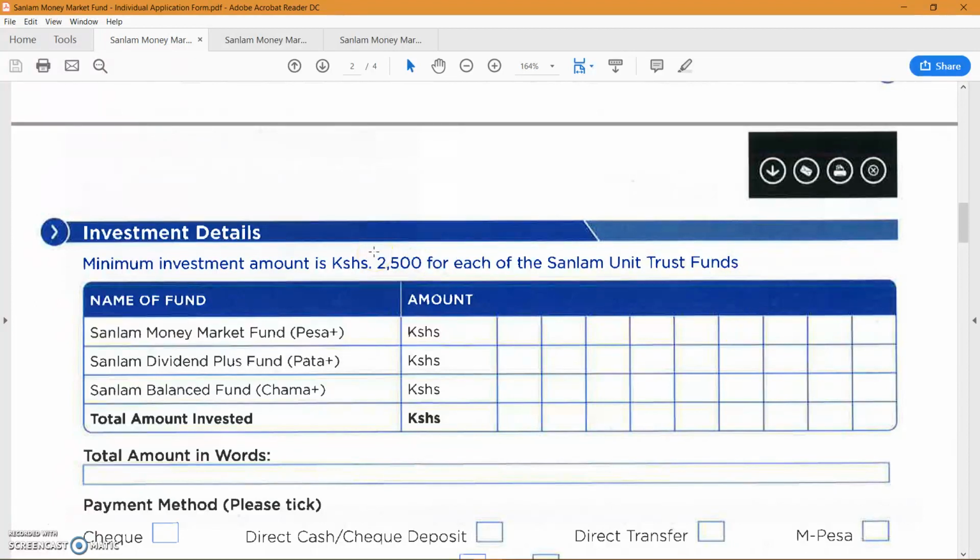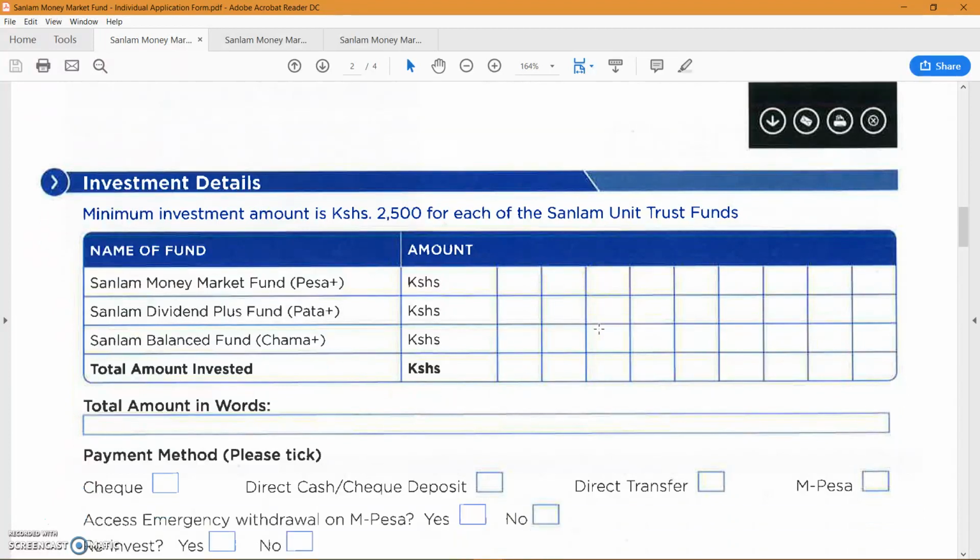2,500 are the famous Kenya shillings 84 per month. So this is where you input the details of how much you want to start with, and then that amount again in words. I would recommend that you put in a standing order so that you automate this investment decision. You don't want to rely on your willpower or your discipline to do the investments. And for me personally, that was one of the biggest revelations in terms of investing.